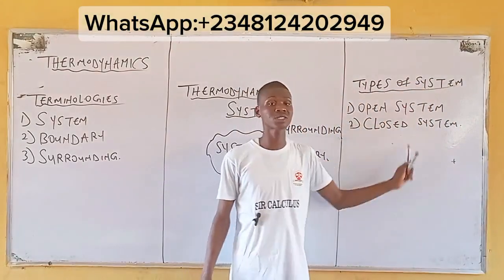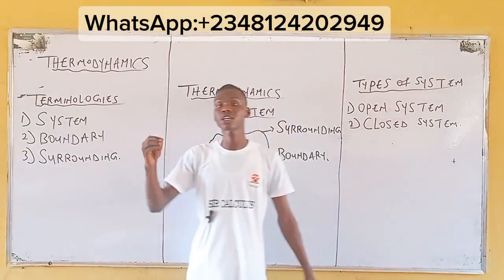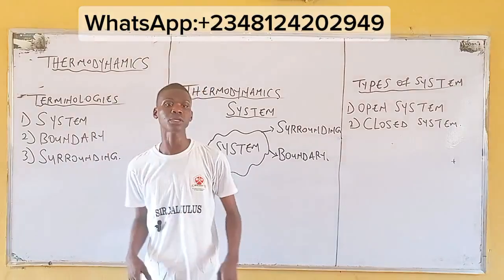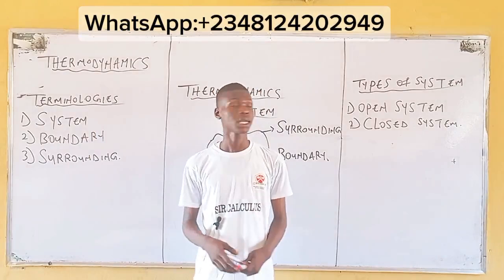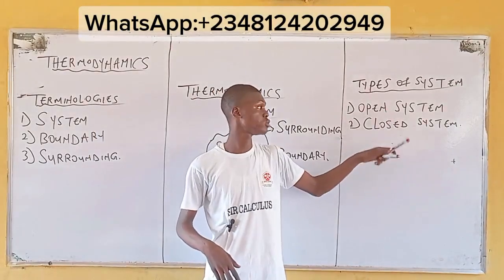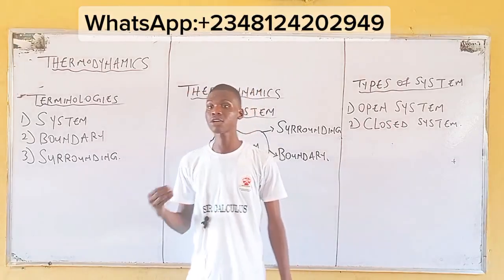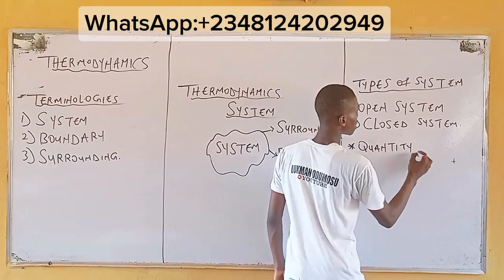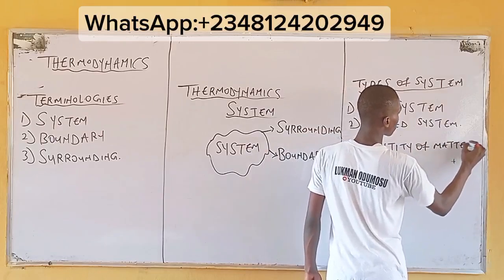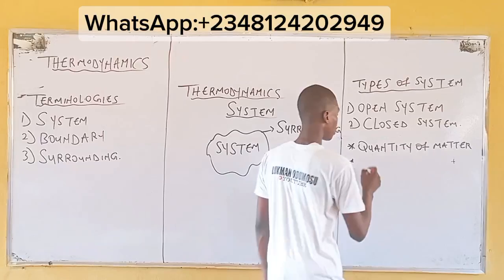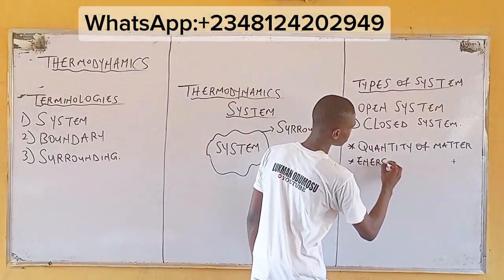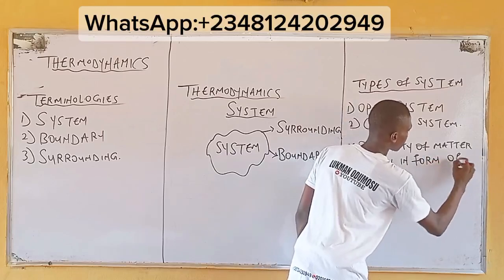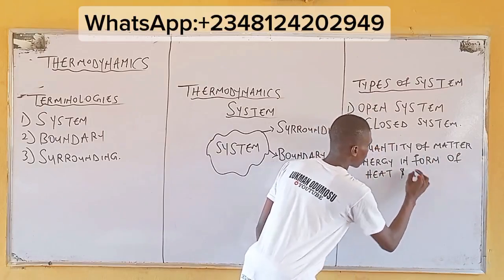Now, the two things that differentiate between these two systems: the first one is the quantity of matter. We want to differentiate between open system and closed system. It is something you can say without cramming when they ask you. What distinguishes these two systems? They are the quantity of matter, and the second one is energy in form of heat and work.